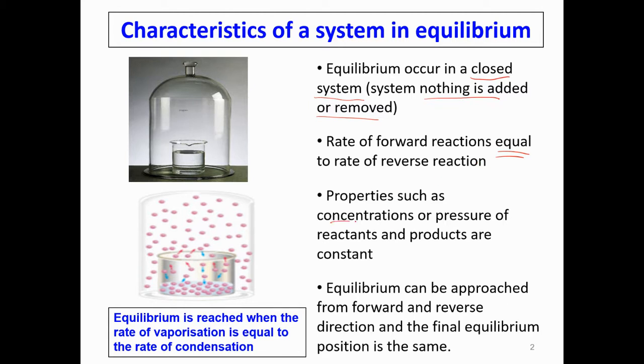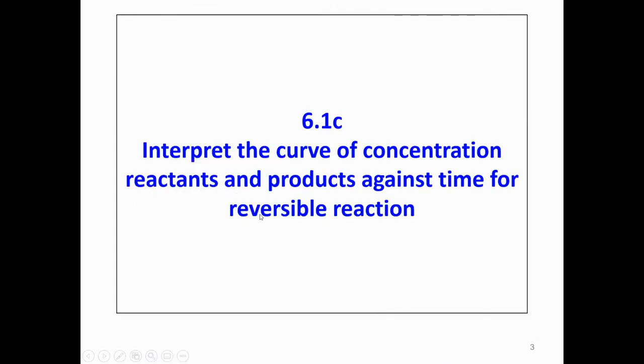Properties such as concentrations or pressure of reactants or products are constant. Equilibrium can be approached from the forward and reverse direction, and the final equilibrium position is the same. For example, look at this. The equilibrium is reached when the rate of vaporization is equal to the rate of condensation.